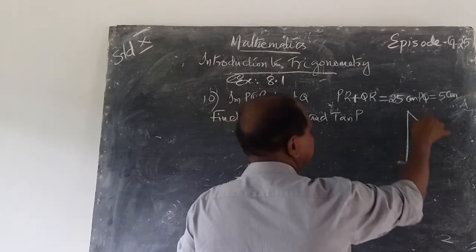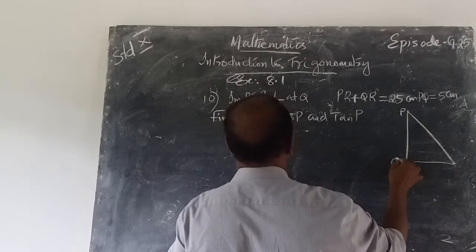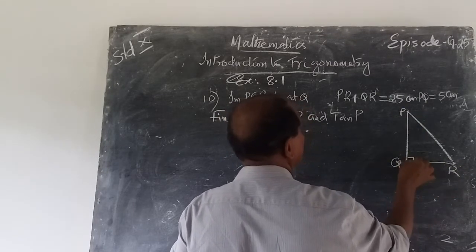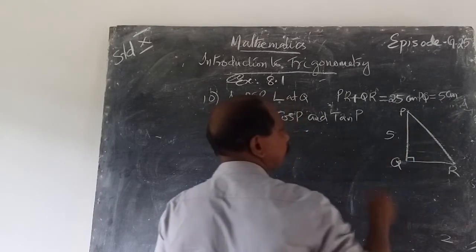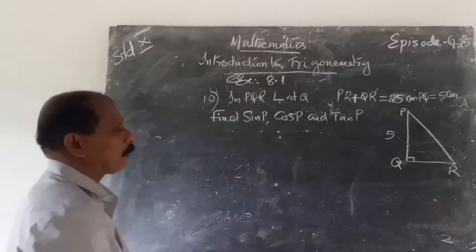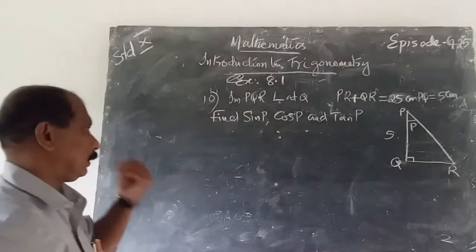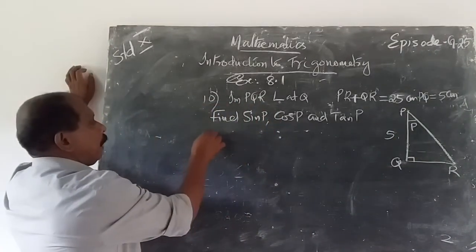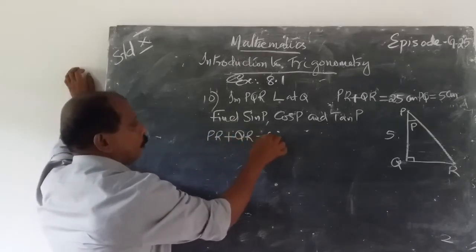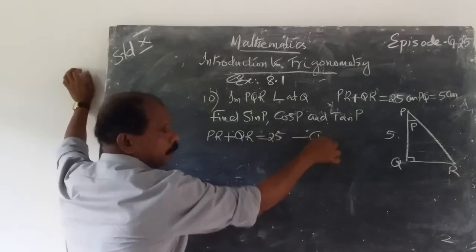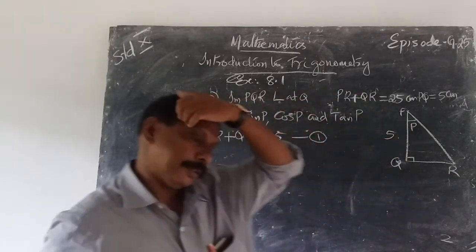Then listen, this is the right angle triangle PQR, right angle at Q. Then PQ is 5 centimeter. This is the angle P, therefore we can find out the other two sides. PR plus QR is equal to 25. That is our equation, it is given.